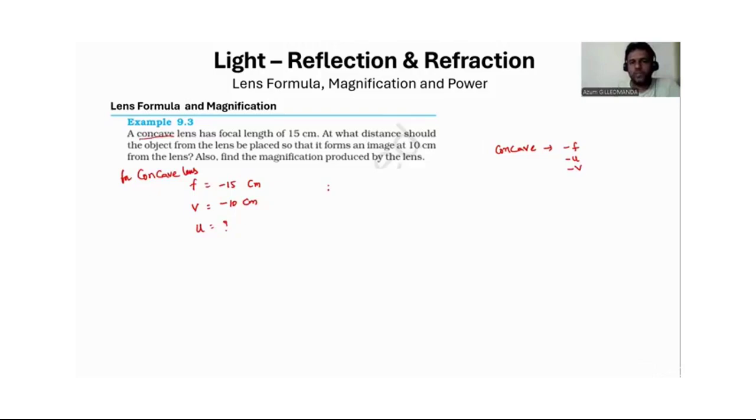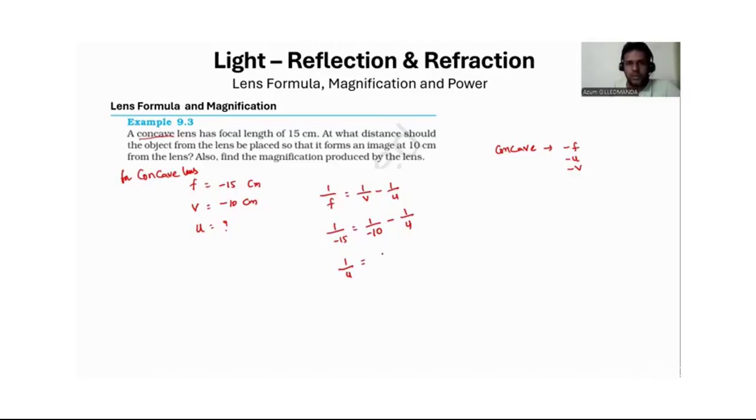So as per the lens formula, 1 by f equal to 1 by v minus 1 by u. What is f? 1 by minus 15 equal to 1 by v, that is v is minus 10, minus 1 by u. Here the sign conventions are very important, guys. If you take plus or minus vice versa, your problem will completely go wrong. So I'll take this value to the other side. So that means this becomes plus. So 1 by u here.